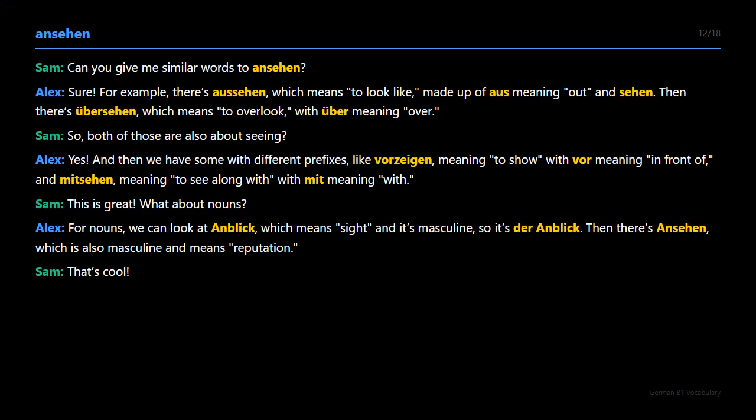What about nouns? For nouns, we can look at Anblick, which means sight and it's masculine, so it's der Anblick. Then there's Ansehen, which is also masculine and means reputation.